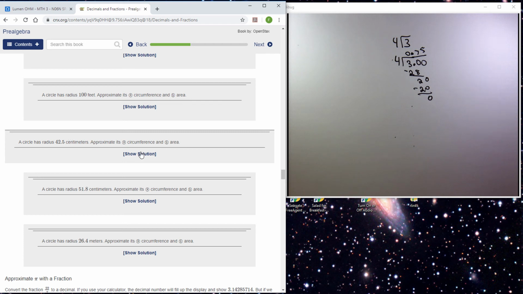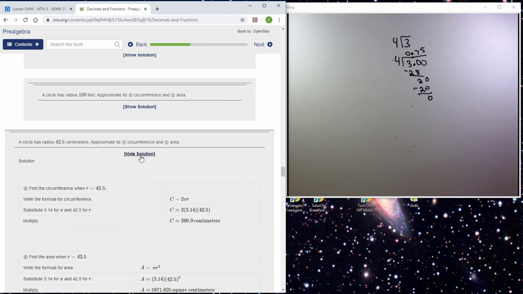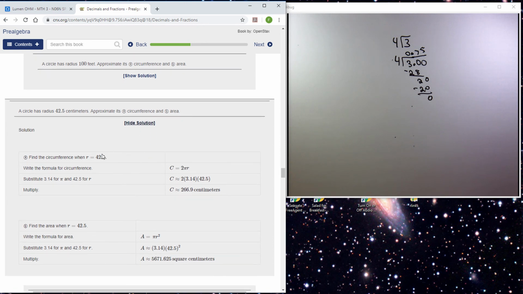This one, find the circumference and the area. So they gave us the radius, 42.5. So we write out the formula for the circumference. Replace r with 42.5. Then we multiply. This gives us our circumference. Then we must find the area. Replace r with 42.5. Then you start following the order of operations. You square 42.5 and multiply it out. You get that many square centimeters. Notice the area is in square centimeters, and the circumference is simply a length.